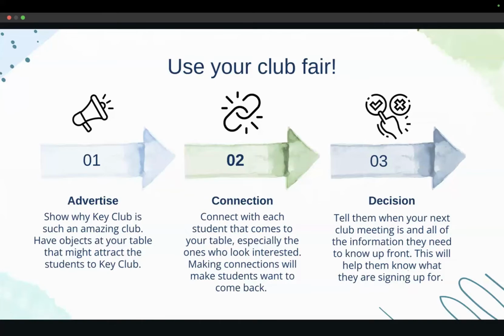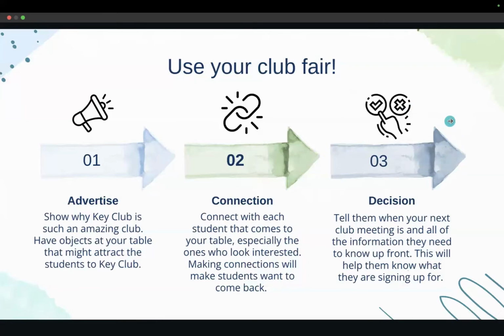Decision. Tell them when your next club meeting is. I would make sure they come to a club meeting, so they know what it is for sure. Yeah, you told them, but let them experience it. Then give them all the information, let them know the dues, all that stuff up front. That way it doesn't look like, oh, I wanted you to be in the club, but here's what you have to do. Then it doesn't look like you're lying, if that makes sense. So just give them all the information right up front.